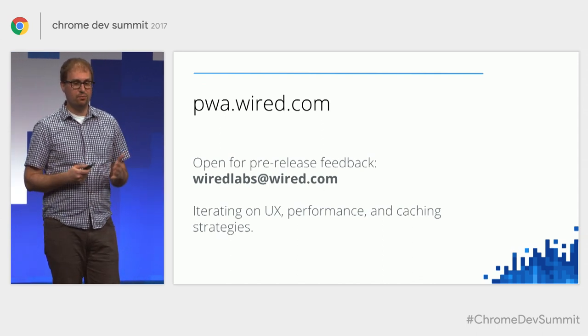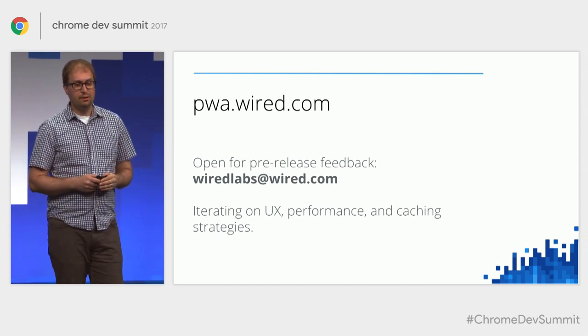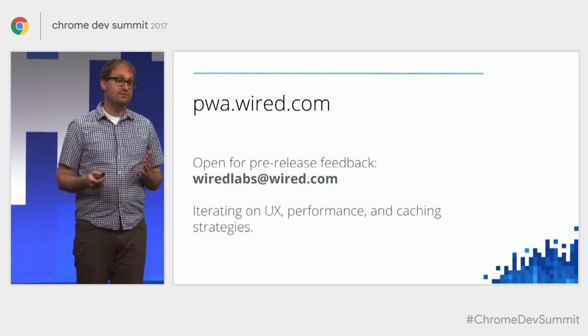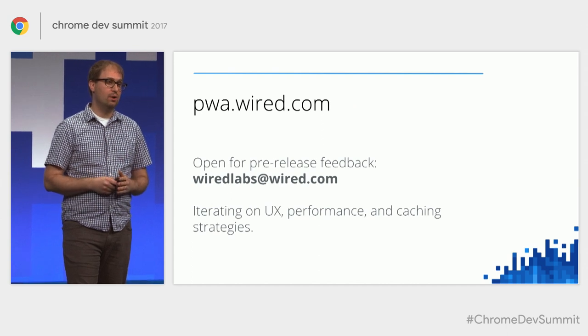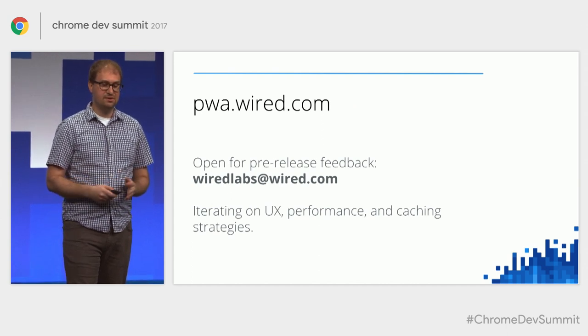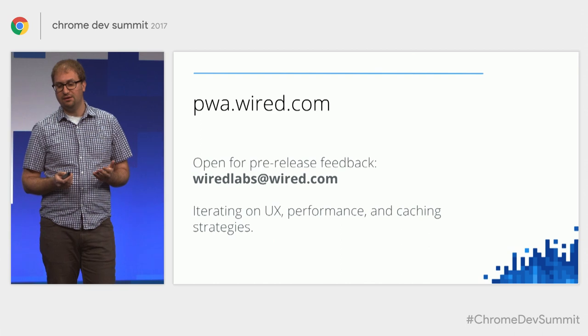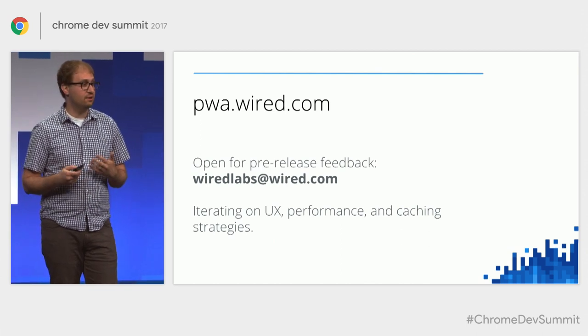So Wired's PWA journey isn't over yet. Their team is hard at work on many areas of their web app. But they're happy to open up a pre-release version of their PWA to the public today. And it's available at pwa.wired.com. So give it a try, and feel free to share feedback directly with their team as they continue to iterate on the site.